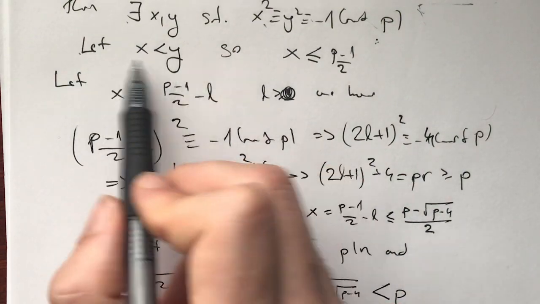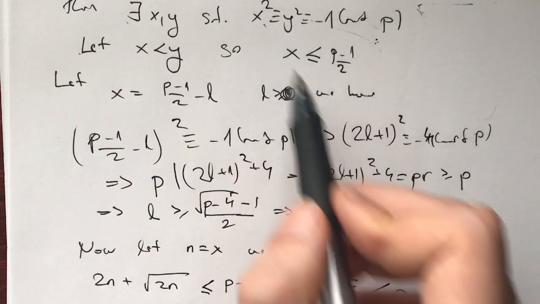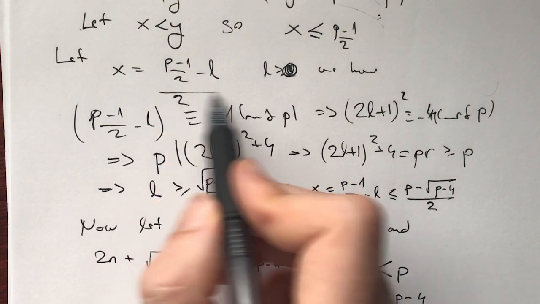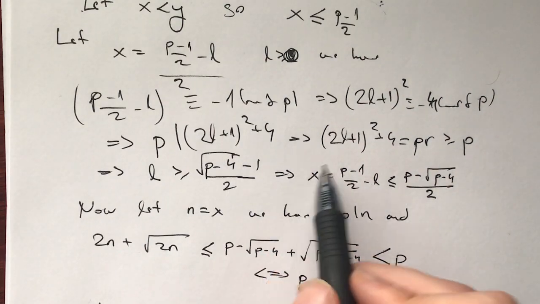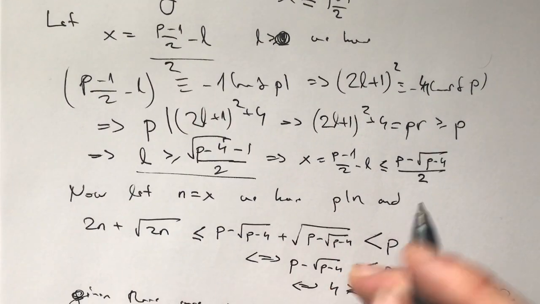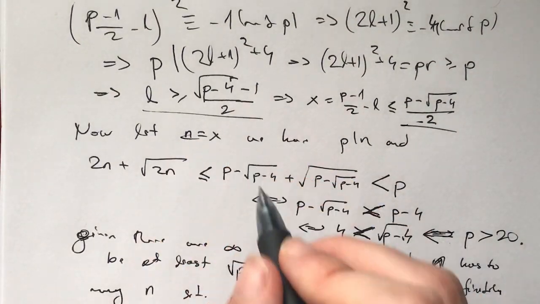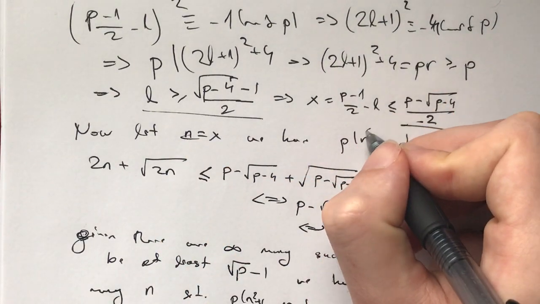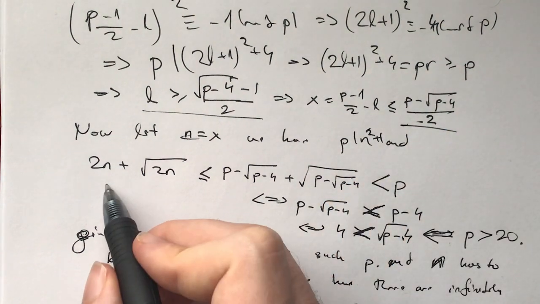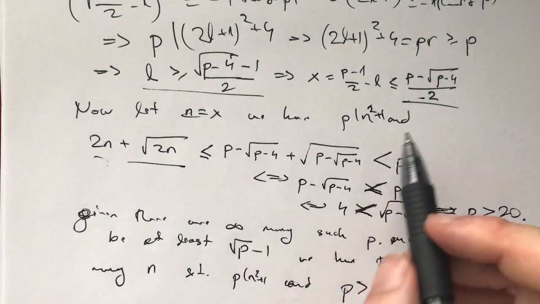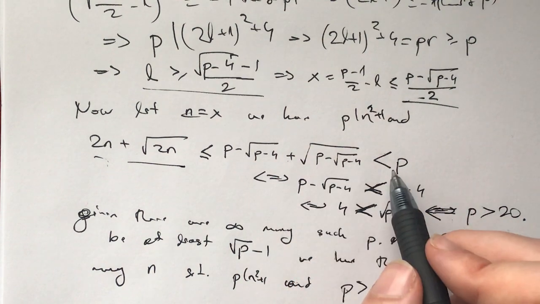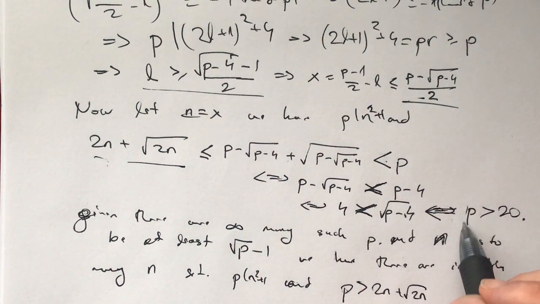And then we say let x be less than y. I'll take the smaller one. Let's set it to this. We get our estimate for L is greater than this, which means x is less than or equal to this. Now for n equals x, we have p divides n squared plus 1. And this whole thing is less than this, which is less than p if and only if p is greater than 20.